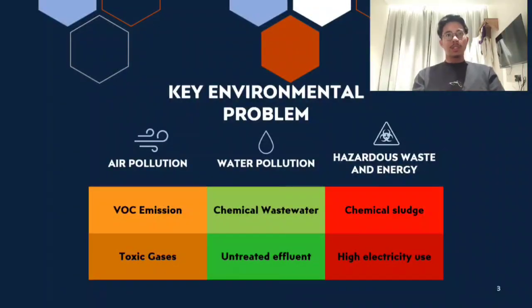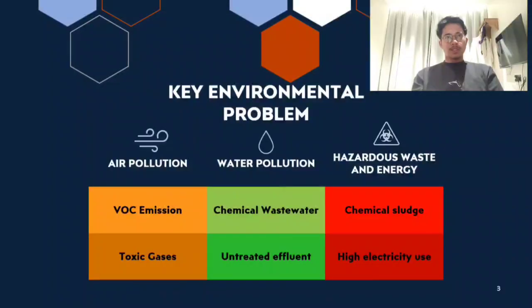The first issue is air pollution. During production, toxic gases and volatile organic compounds, or VOCs, can be released into the atmosphere. If these emissions are not properly controlled, they can affect air quality and pose risks to both workers and nearby communities. The second issue is water pollution. Chemical manufacturing produces wastewater that may contain hazardous substances. Without proper treatment, this wastewater can contaminate rivers, aquatic ecosystems, and surrounding environments.